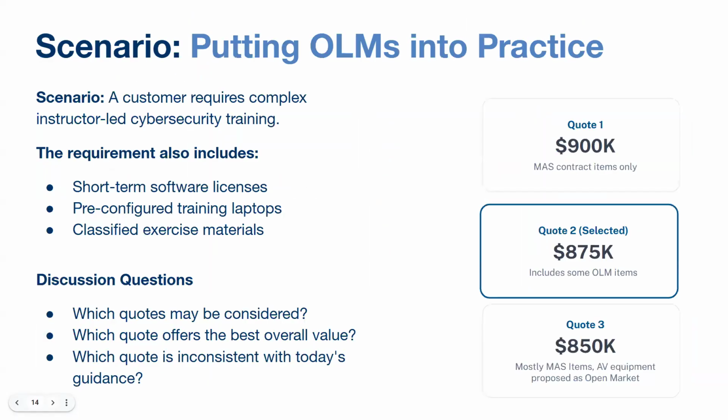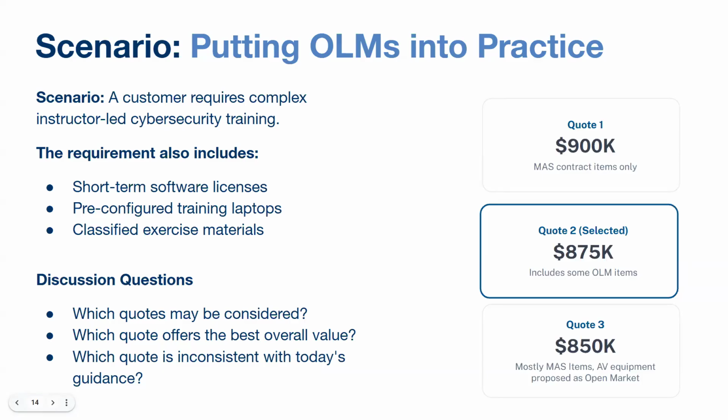So we're going to give you a practical example here. Imagine an agency needs a contractor to deliver a complex instructor-led cybersecurity training program. The primary requirement is the training itself, but the contractor also needs several supporting items to successfully perform the work. So temporary software licenses and pre-configured training laptops and classified exercise materials.